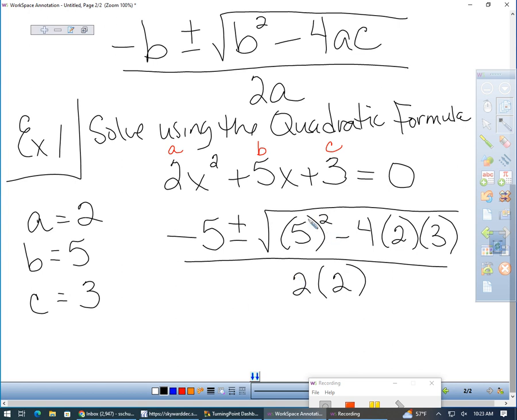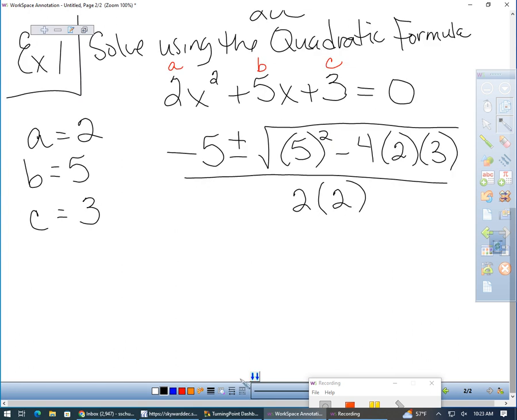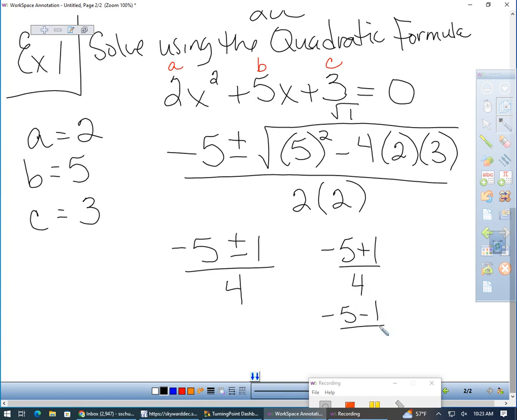Okay? So I just want you to grab your calculator and type in 5 squared minus 4 times 2 times 3. 1. So I'm going to put a 1 right above it. Again, that shows me that you calculated that right. Okay? Now, technically, it's going to be the square root of 1. So we have negative 5 plus and minus. What is the square root of 1? 1 over, and what is 2 times 2? 4. Good. So I actually have negative 5 plus 1 divided by 4, and I have negative 5 minus 1 divided by 4.